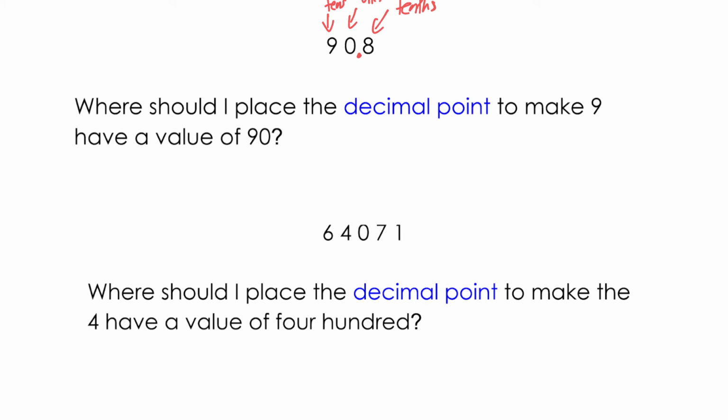And the final part on slide 10 says, where should I place the decimal point to make the 4 have a place value of 400? So this has to be hundreds. So let's write that down, hundreds. That means this guy here is thousands. Right next to hundreds is tens. And next to tens is ones. And that would leave the last one as tenths. So the decimal point would go right here. Okay, so to me, it doesn't matter in which order you identify your place value. As long as you know the order, we're good.